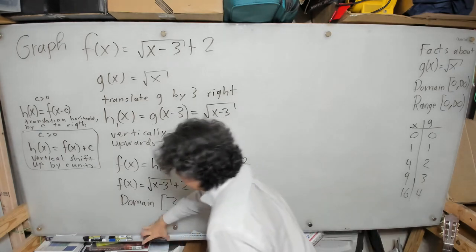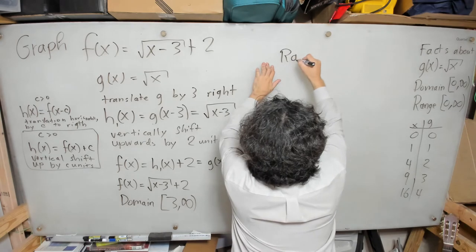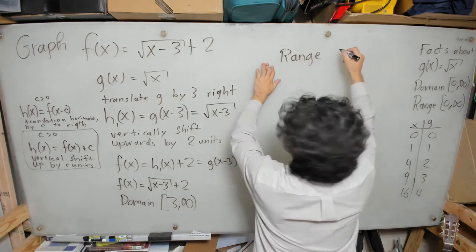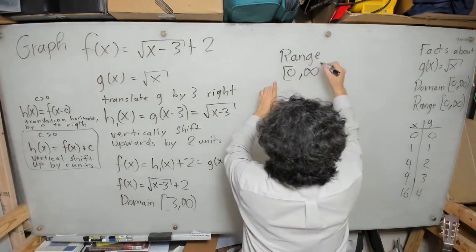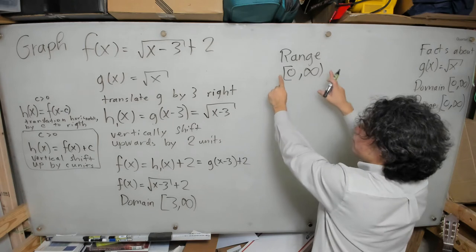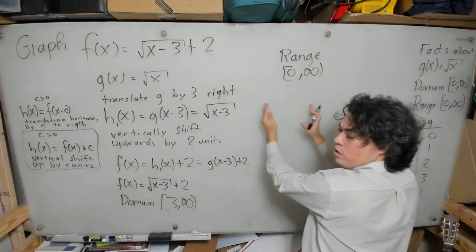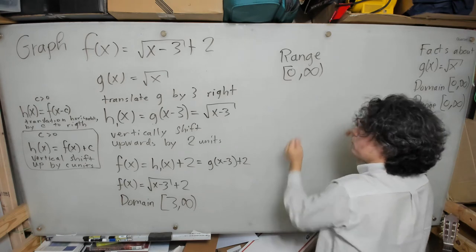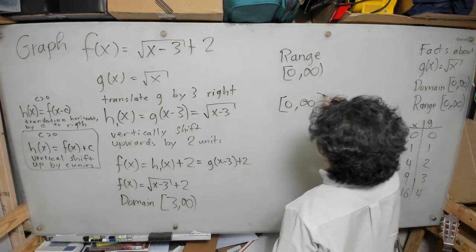I'm going to see what the effect of these transformations is on the range. So starting with g of x, I can see that my range is from 0 to infinity. Now, if I translate by 3 right, does that affect the range? The range is the y. If I translate a function this way, the range is unchanged, right? So my range is still 0 to infinity here.